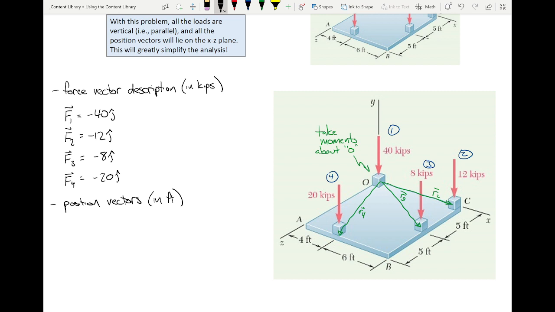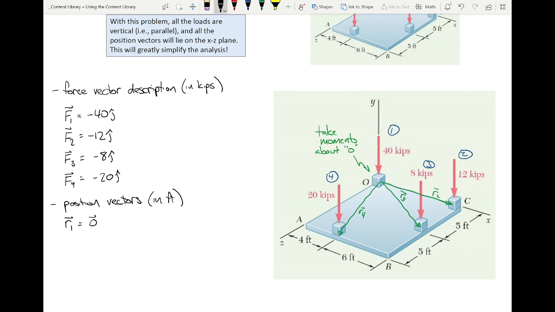Why don't I have R1? What is R1? There you go, exactly. It is 0. It's technically the 0 vector. If it starts at O and ends at O, there is no position vector. So the more obvious question is, does the 40 kip load generate moment at point O? No, it doesn't, because it goes right through point O. Remember, moments are only generated when they cause a tendency to rotate. That 40 kip load does not want to cause point O to rotate.